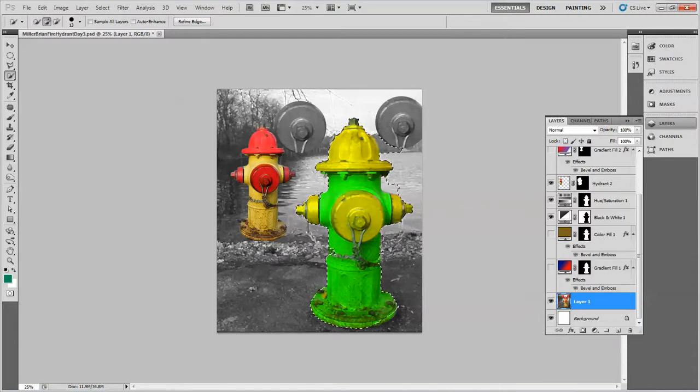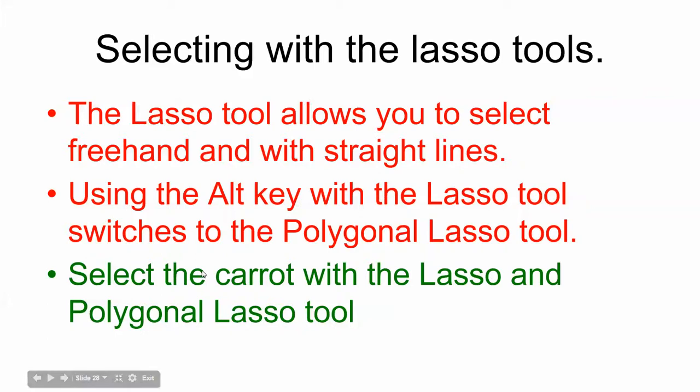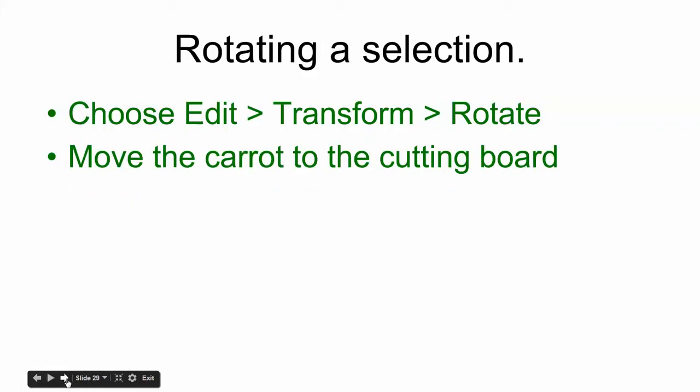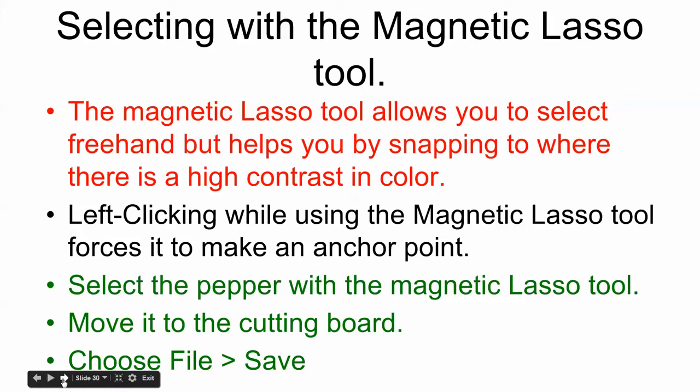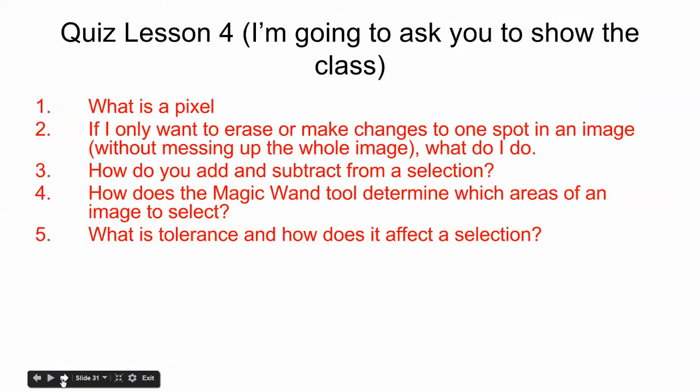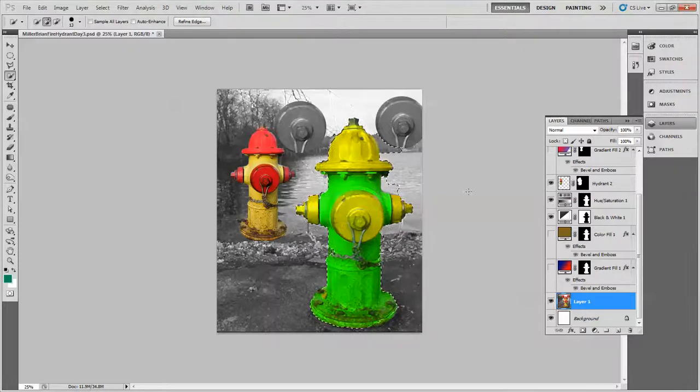Let's see what else we've missed. Let's go back to the PowerPoint and see if we've missed anything. So we've got the lasso tool. Write those notes down. Oh, we can edit, transform. If you want to rotate stuff, you can hit edit, transform, rotate, or you could just press Control and T and rotate it. We've got the magnetic lasso. Write that down and answer that quiz question. But before you answer those quiz questions, let me show you the rotate stuff.